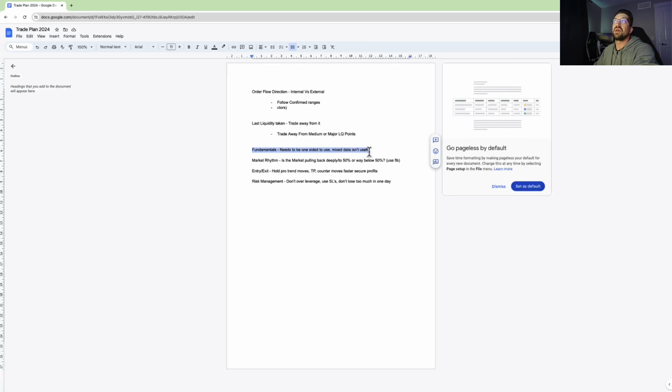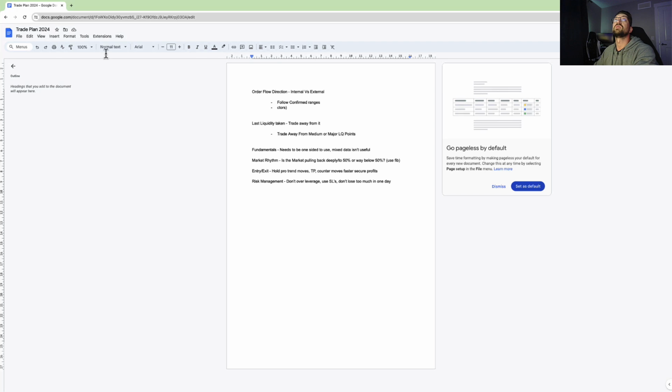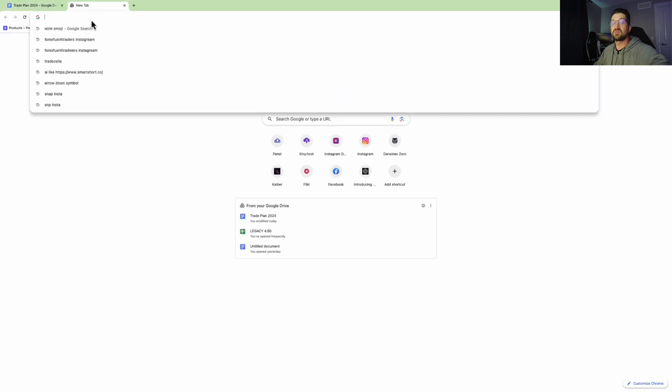Fundamentals. So yesterday was NFP. NFP came out better than expected for the dollar. However, unemployment is higher. So what that means is the data is very mixed. When it's mixed, I don't really look at the fundamentals as useful data. It needs to come out one-sided. So to show you guys what that looks like, we'll go to the calendar.